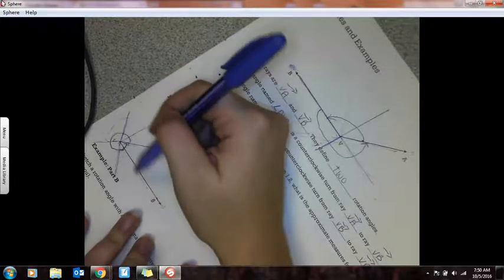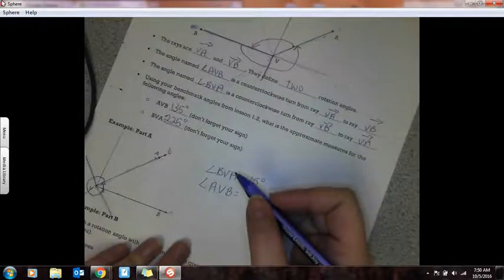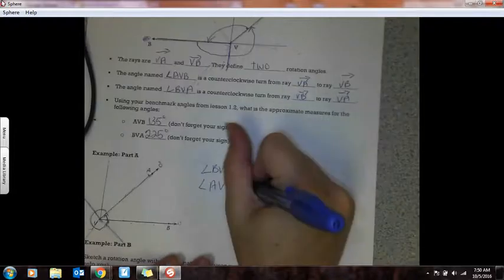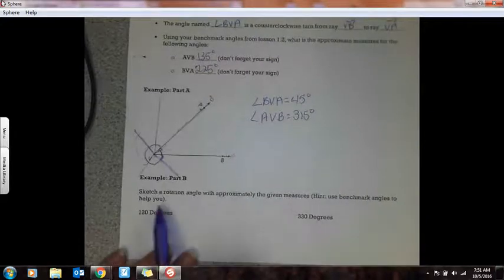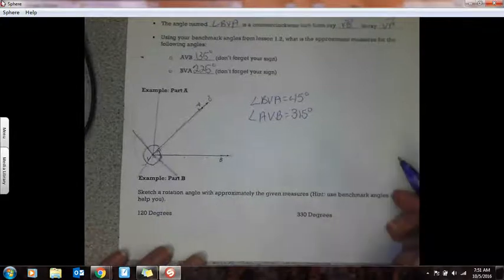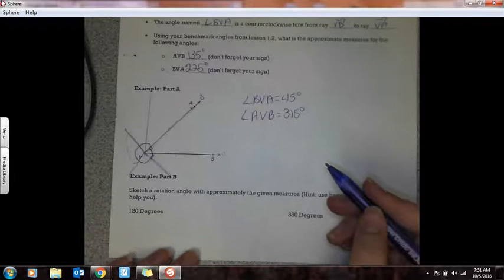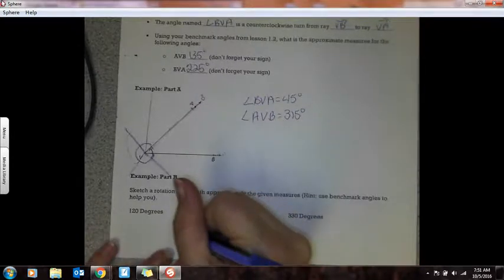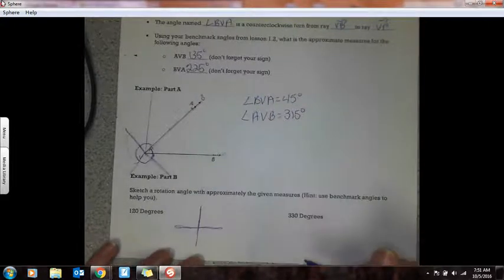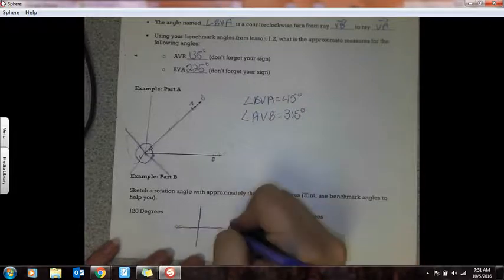Now, part B is sketching a rotation angle with the given degrees. So what I would do is use your benchmark angles to help you, and I would always go ahead and draw your X and Y axis there. If I draw that, we know that this right here is 0, this is 90, this is 180, and this is 270. And a full rotation is 360. We want to find 120 degrees.